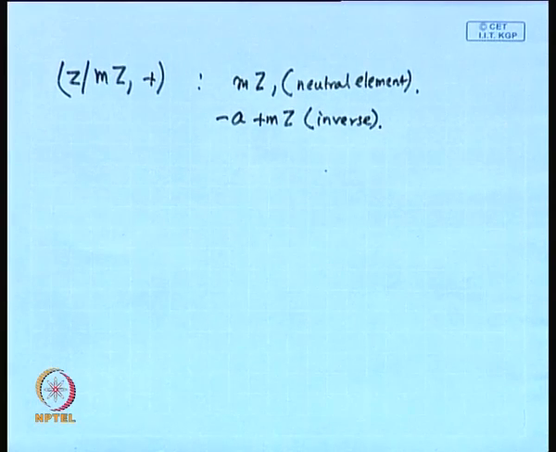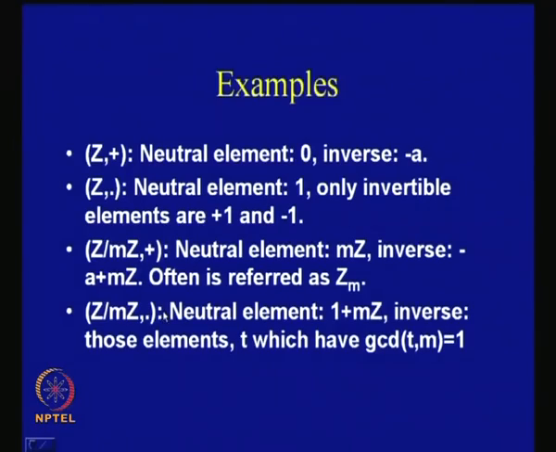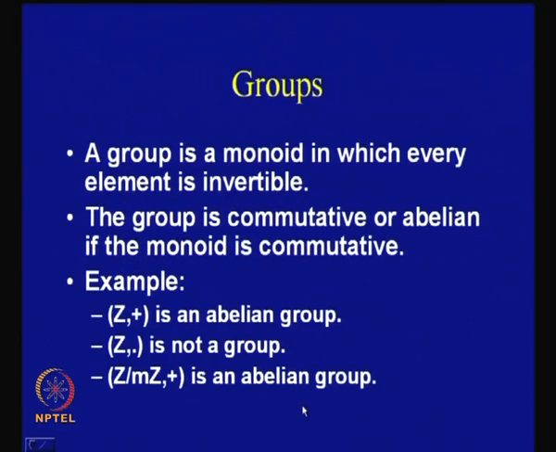So what about Z/mZ with the product? In this case the neutral element is 1 plus mZ, and for the inverse, this result we will see later: inverses exist only for those elements which are coprime to M. That is, not every element has an inverse, but only those elements which are coprime to M. Which means that the GCD, the greatest common divisor, of that number and M is equal to 1. Okay, so we will see this as we go ahead.